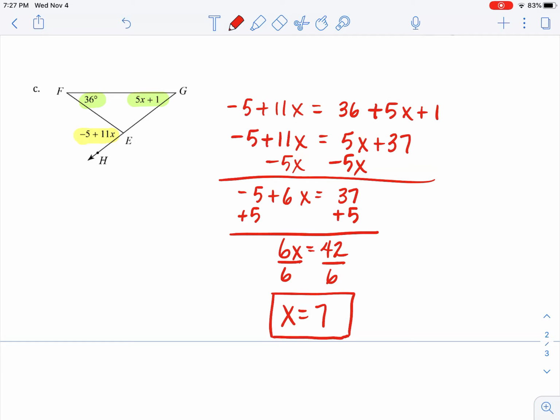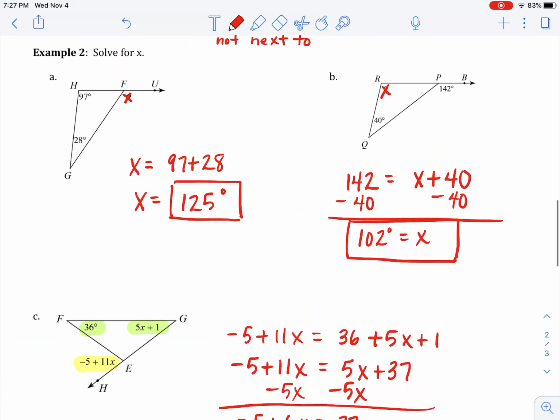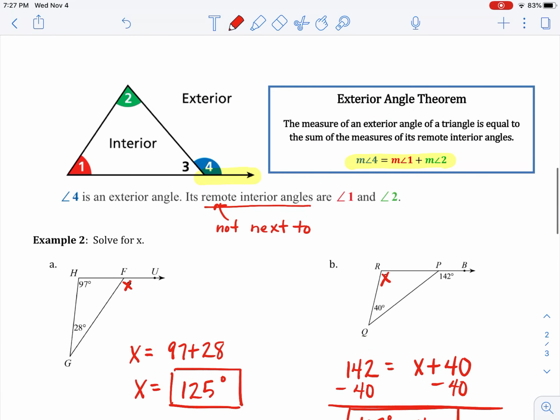All right, so that's the exterior angles theorem. If you add up the two remote interiors, it will be equal to the exterior.